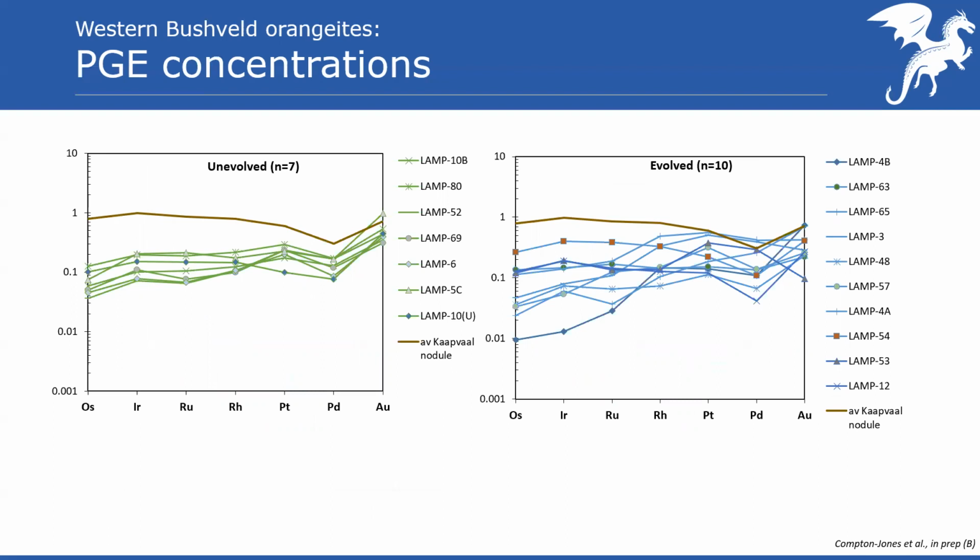Now our evolved samples, which are the samples that don't contain any clear, observable, disaggregated mantle material, have extremely variable PGE systematics, ranging from highly depleted profiles to highly fractionated profiles that we've seen, and also one sample that does have this IPGE enriched signature.